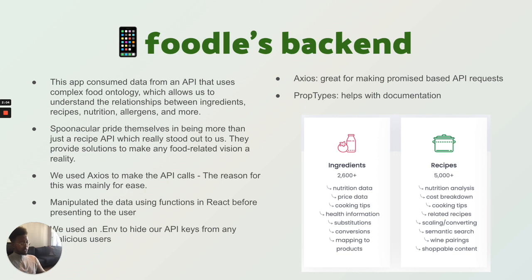It's really easy to use. Instead of using something like .fetch, where you have to stringify the data, Axios does that automatically for you. And it also provides wide browser support, because it uses XML HTTP requests under the hood, and sort of intercepts the data. We then manipulate the data using functions in React before presenting it to the user.